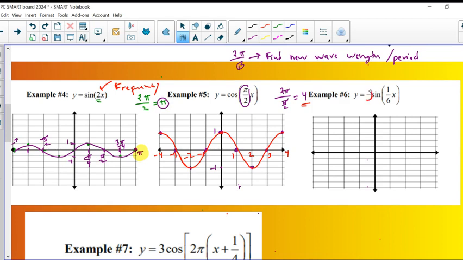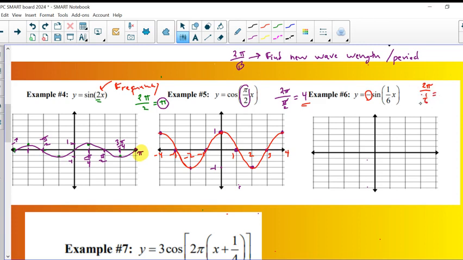Okay, so again, same idea here. We have this negative in front of our sine, so that negative is going to reflect over the x-axis, but then also this 1/6. So think about, I have 2 pi is my period, and I'm dividing by 1/6 as the frequency.